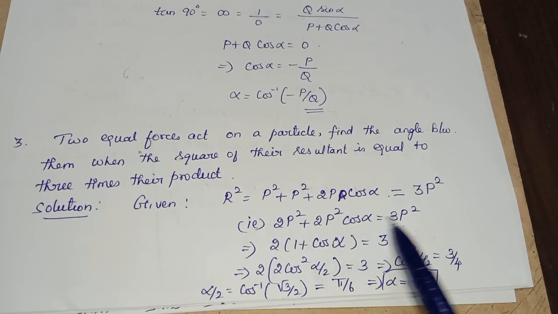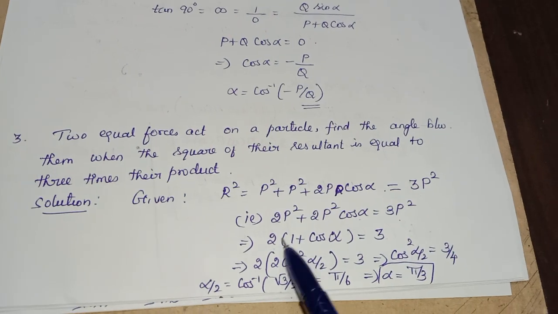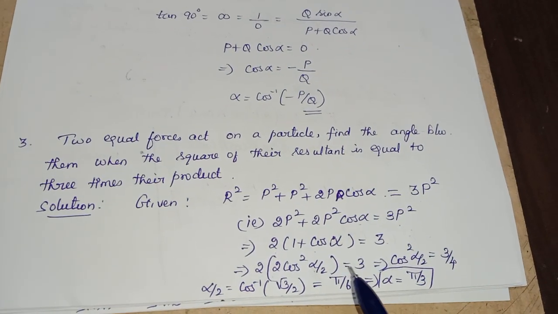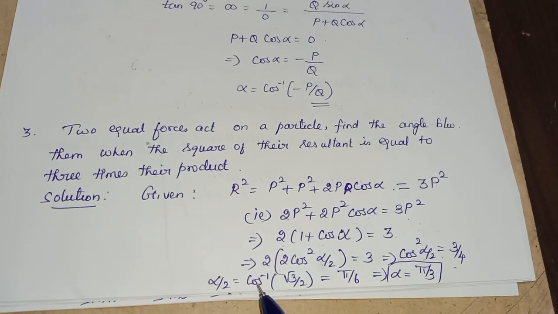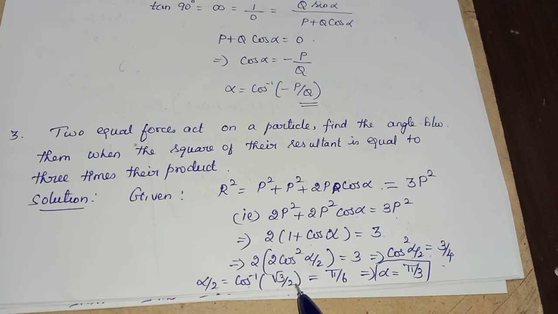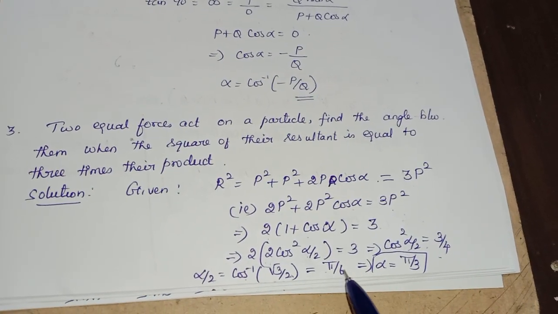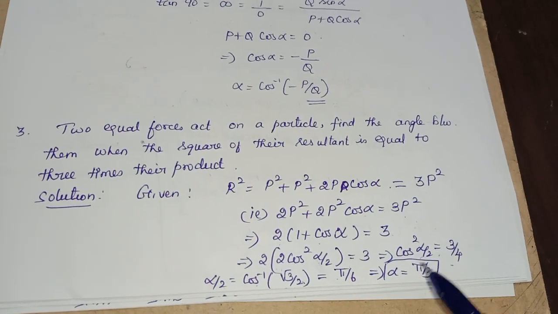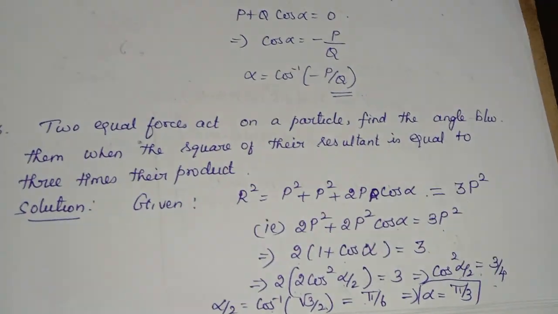So throughout you cancel P square. So 2 into (1 plus cos alpha) equal to 3. But 1 plus cos alpha is nothing but 2 cos square alpha by 2. Therefore cos square alpha by 2 equal to 3 by 4, or alpha by 2 is simply what? Cos inverse of root 3 by 2. Root 3 by 2 when will you get? For 30 degree, isn't it? That is pi by 6. So alpha by 2 is pi by 6, or simply alpha equal to pi by 3. So the angle between the forces is pi by 3.